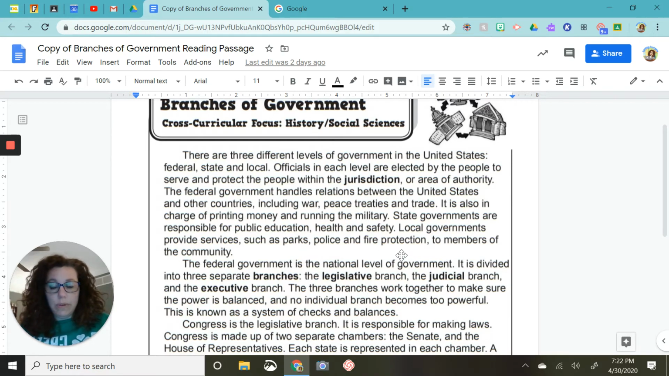So just to give you an overview, federal would be the United States, our state government is Indiana, and our local government would either be Marion County or Indianapolis.